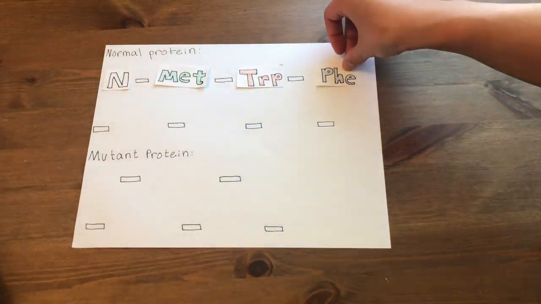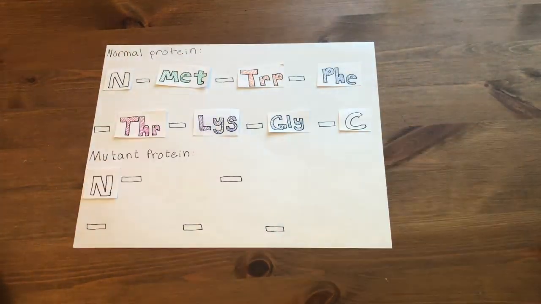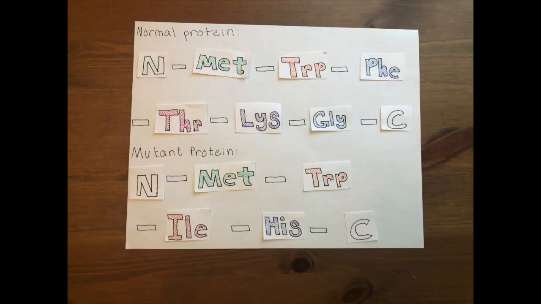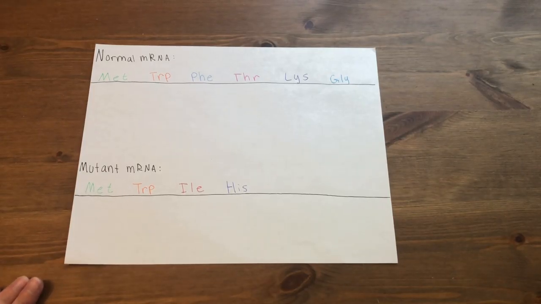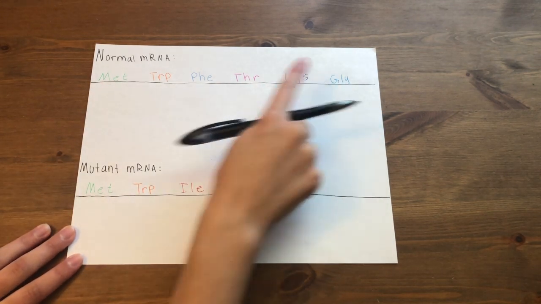The top protein sequence consists of the amino acids methionine, tryptophan, phenylalanine, threonine, lysine, and glycine. The bottom protein is the mutant one. It consists of methionine and tryptophan, and then it differs when it has isoleucine and histidine. Now we want to determine if this mutation was caused by an insertion or a deletion in the mRNA.